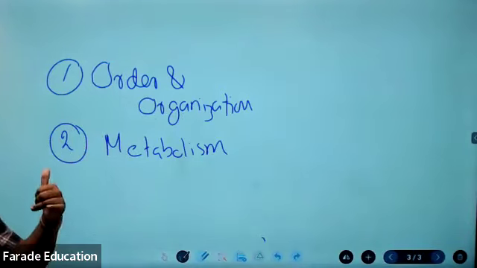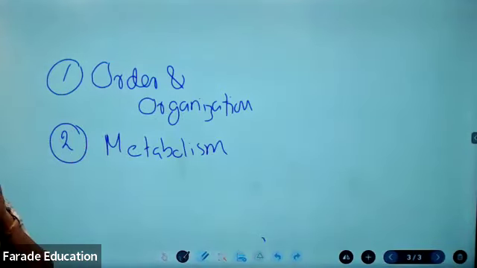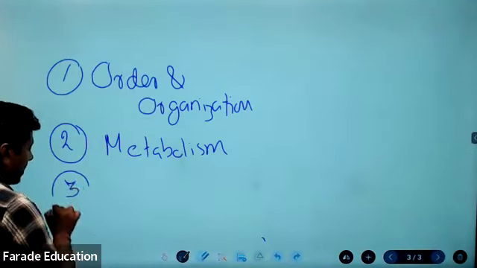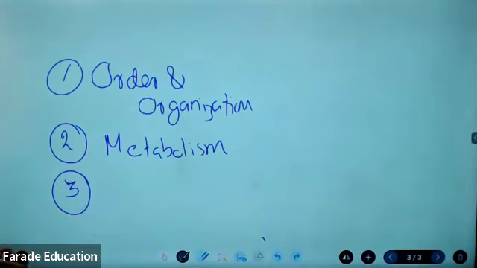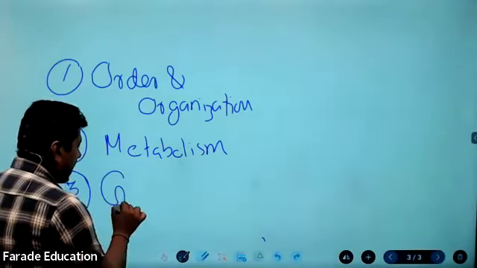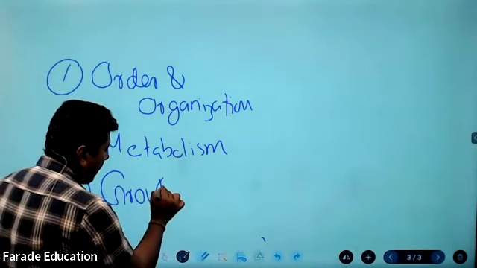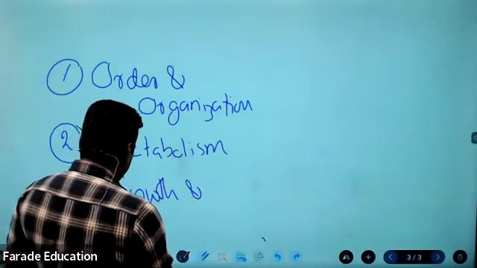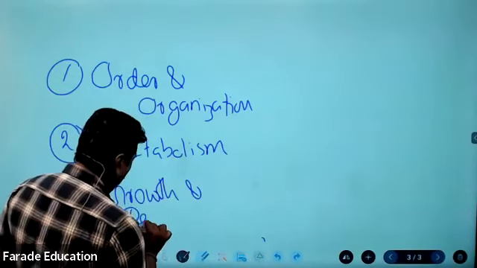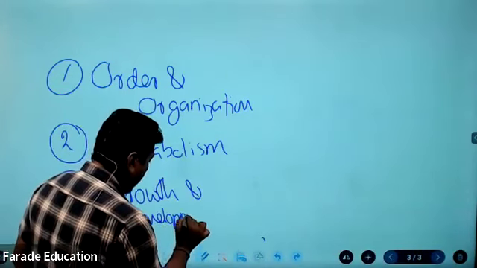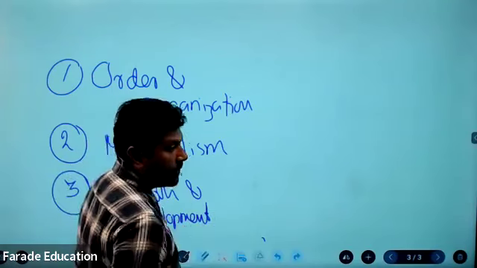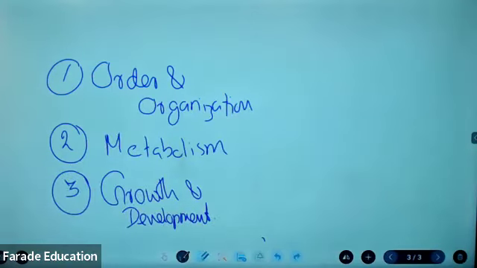So number one, order and organization. Number two, metabolism. Number three, growth and development. What do you mean by growth?